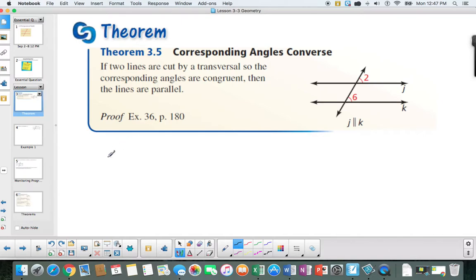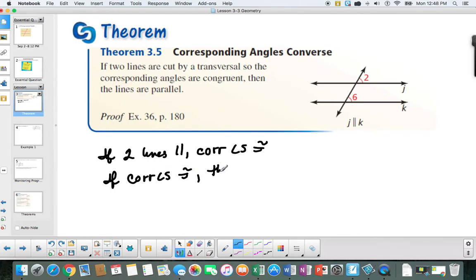Let's compare it to the theorem that we've had before. Before we had a theorem that went like this: if two lines are parallel, then corresponding angles are congruent. In today's lesson, we're going to prove the converse: if corresponding angles are congruent, then the two lines are parallel. Notice that the conclusion is two lines are parallel, and that's why we're calling this proving lines parallel, because that's what we want to show. In the previous theorem, we already knew that they were parallel.